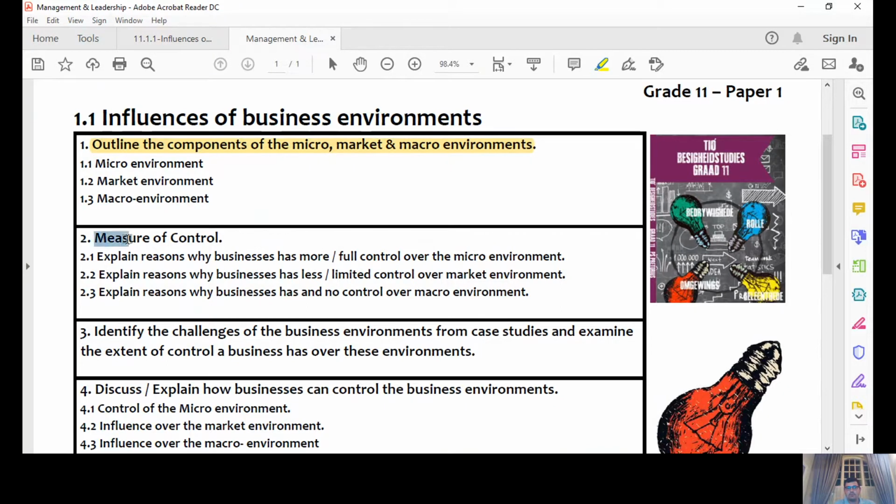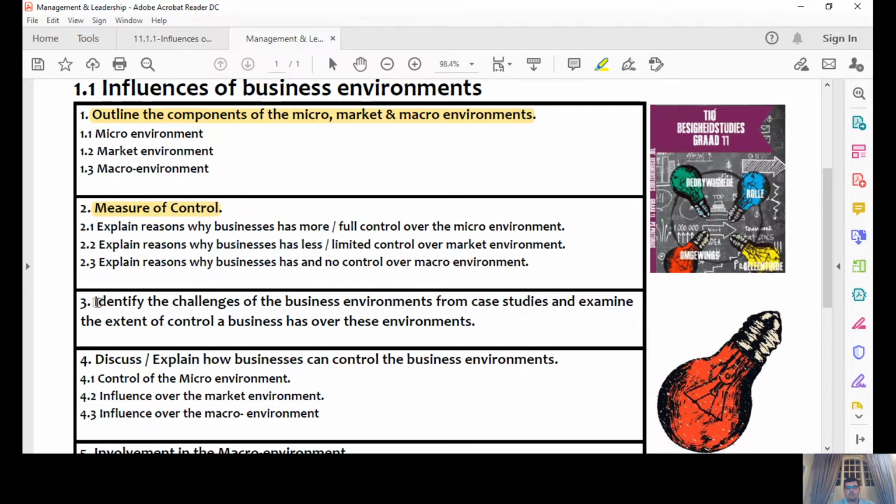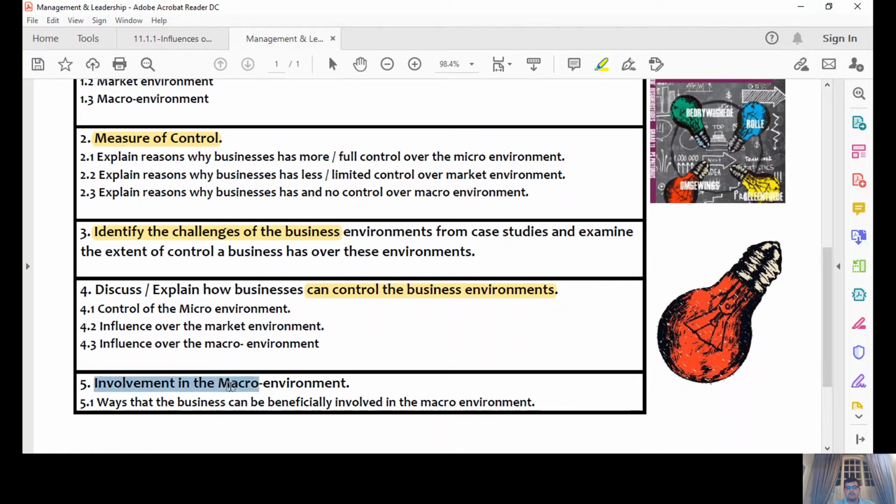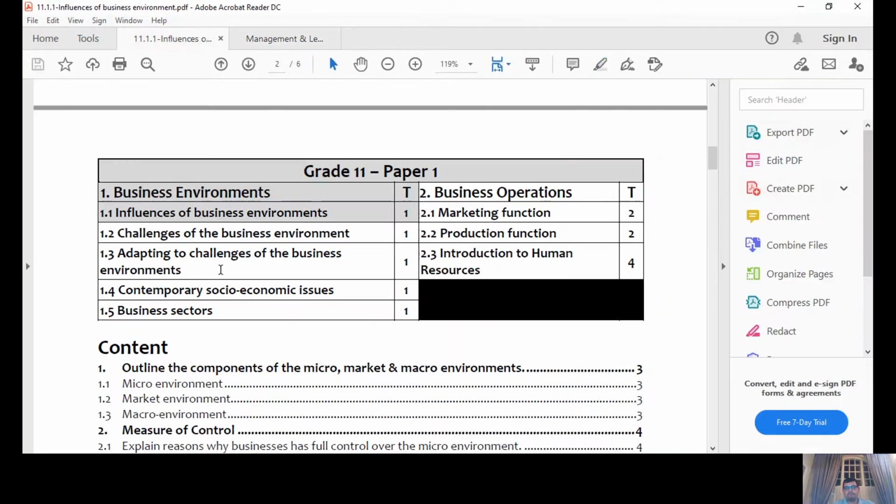Then we get to the core of the chapter, the measure of control. We'll look at the measure of control that the business have over each environment. We have to identify challenges from the different environments. We have to explain how a business can control the business environments if they have to, and then the involvement of the macro environment. So if you open up your textbooks, your textbook will look something like this.